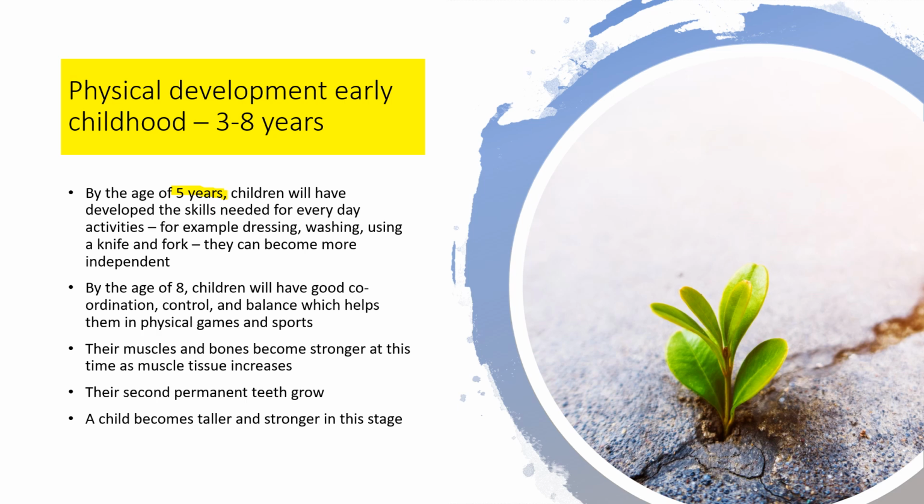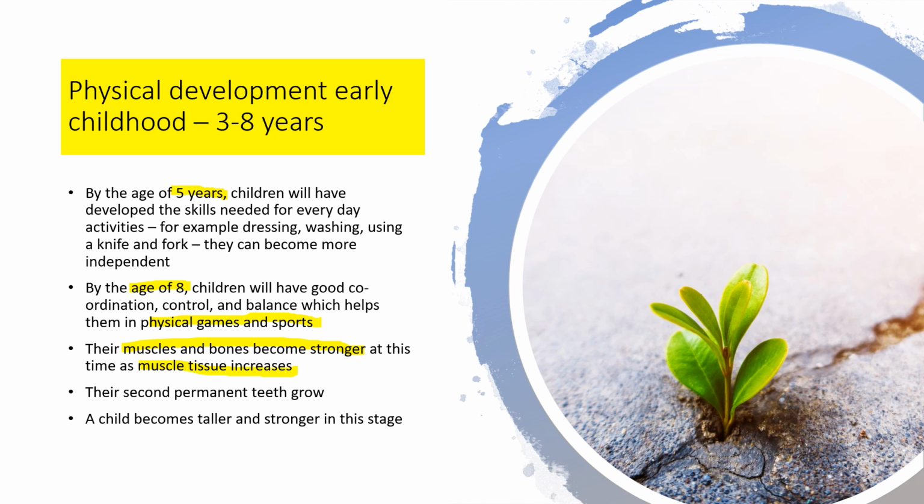This one is question 5. Question 5 is, by what age do children have good control, coordination and balance? The answer is by the age of 8. So by the time a child is 8, they will have good coordination, so they can do a different range of physical activities. They have good control and balance, and this helps them in physical games and sports. Also at this time, muscles and bones are much stronger. They become much stronger in this life stage as muscle tissue increases.